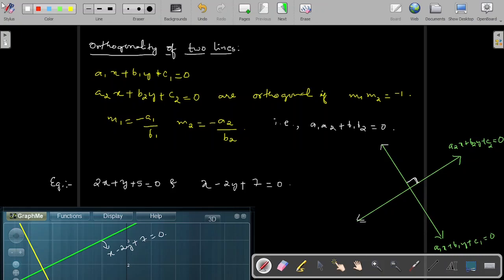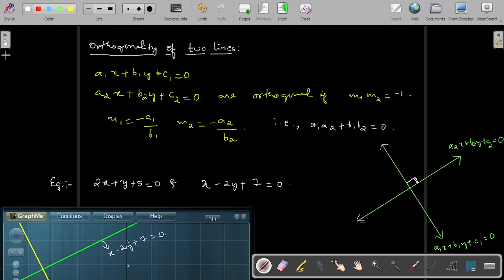Hello everyone. In this video, I'll explain all about orthogonality. Orthogonality of two lines, orthogonality of two curves, and orthogonality of two surfaces. When we say these lines or curves or surfaces are orthogonal, what are the conditions? We will see both geometrically and algebraically.